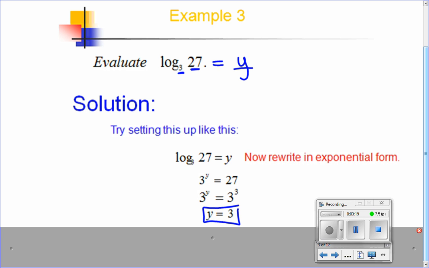And if we were doing this in our head, we would be thinking, 3 to what power gives me 27? And that, of course, is 3. 3 cubed gives us 27.